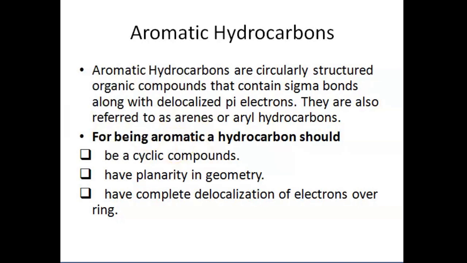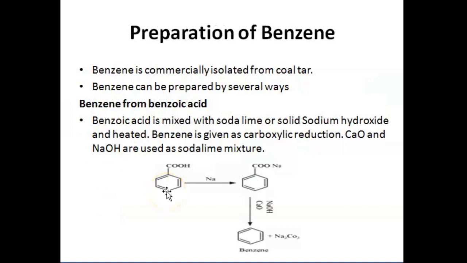Under aromatic hydrocarbons, we know the basic one is benzene. So we have to learn the different methods of preparation of benzene. Benzene is commercially isolated from coal tar, but there are several ways of preparing benzene. A few methods of preparation we shall discuss.